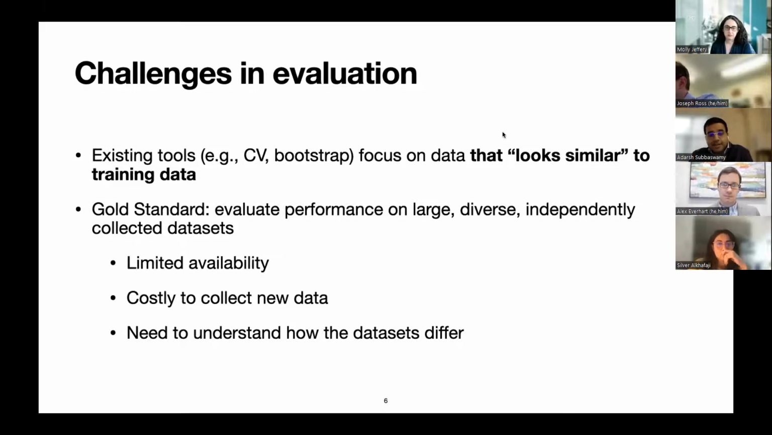If we don't have this data, it's very costly to collect new data. And in particular, it's also very difficult to perform targeted data collection. And then finally, if we don't understand how the data sets differ, it's unclear what this empirical evaluation really tells us about the robustness of a model. So if the different data sets are very similar to each other, then what real value have we gained by doing this empirical evaluation across these data sets?